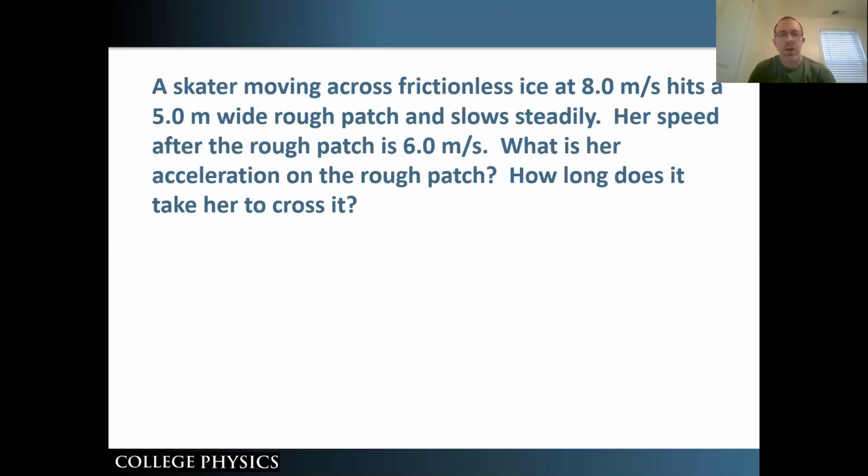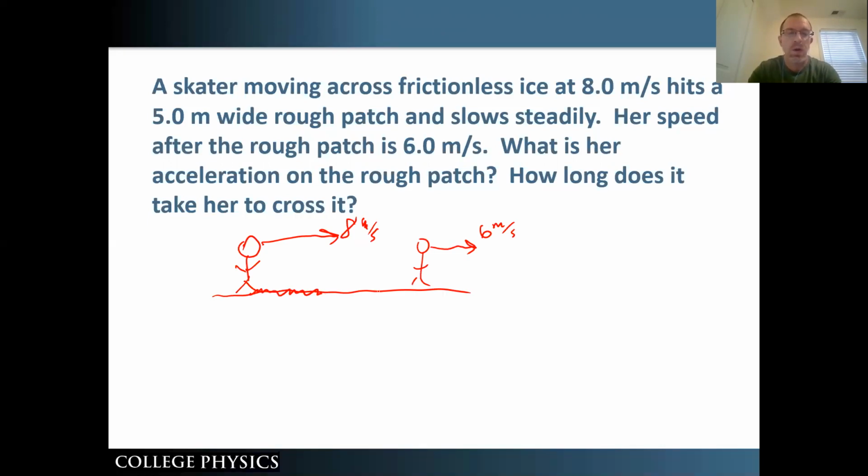So what I'm going to do is try and draw a picture. So let's see, there's my person. She's moving this way at 8 meters per second. And then she gets over here maybe, and now she has slowed down some. Notice the vector there is smaller. There we are. This is on a rough patch. And what's the length of the rough patch? It's 5 meters. All right, so that's my first step, just to draw that picture.